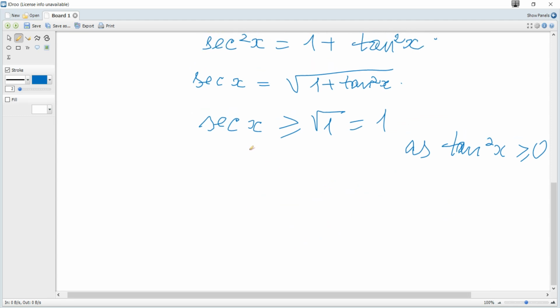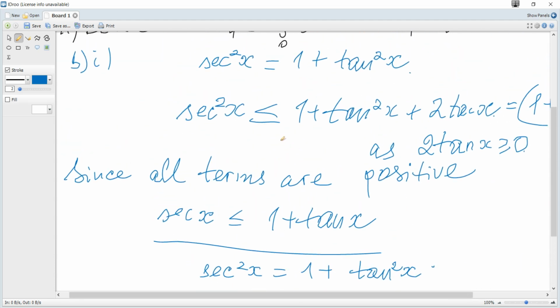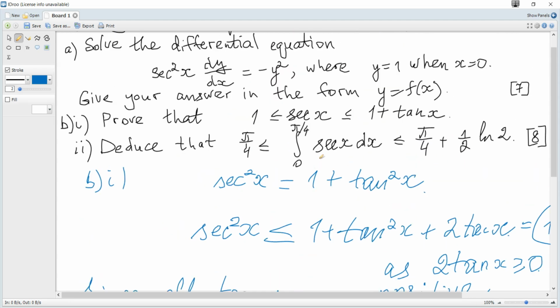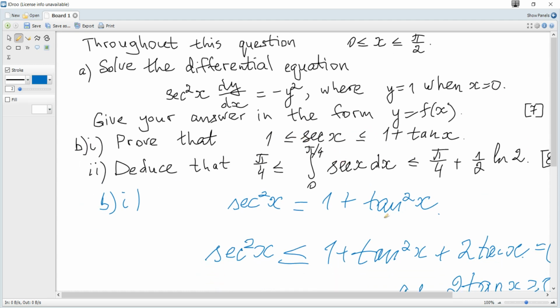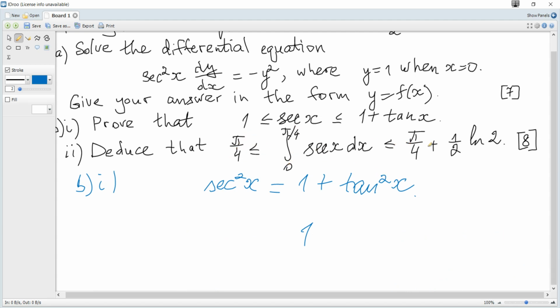Hence secant is greater or equal than 1, and secant is less or equal than 1 plus tangent of x. So this inequality is proven. Next, deduce that the integral of secant of x from 0 to pi over 4 is greater or equal than pi over 4 and less or equal than pi over 4 plus a half times ln of 2.